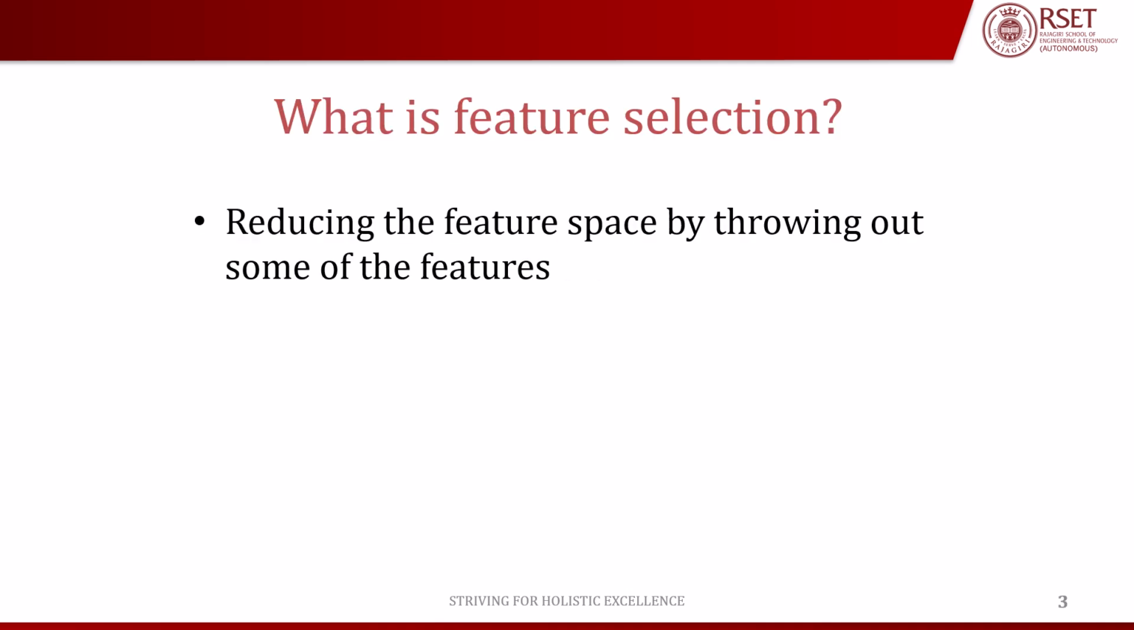So what is feature selection? Feature selection, as the name suggests, is selecting a subset of features from the total set of features. Or we can also define it as reducing the feature space by removing or throwing out some of the features.